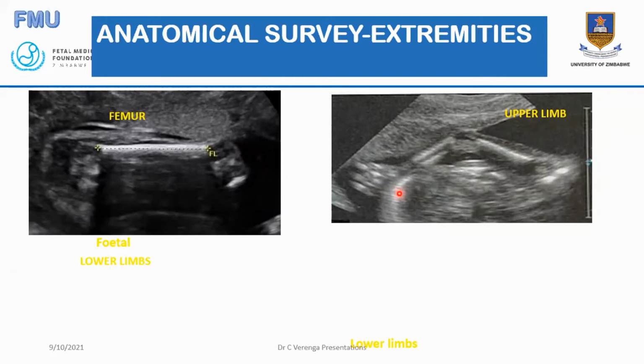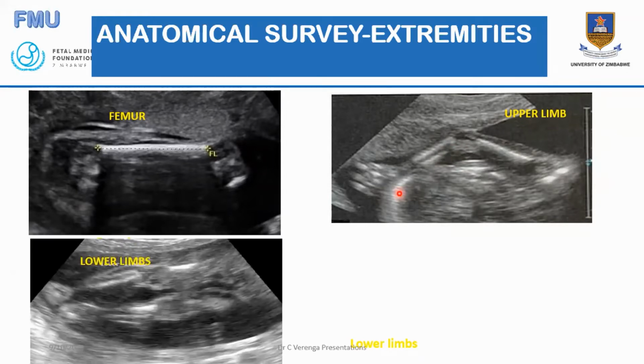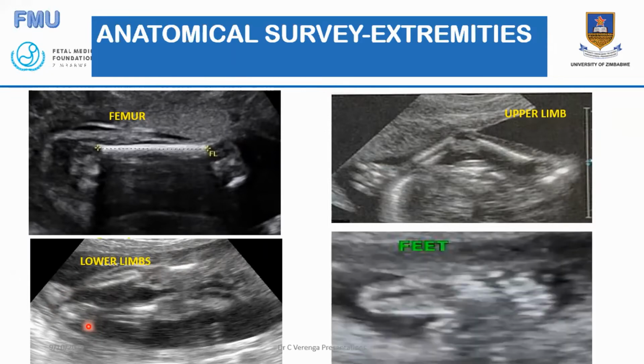They should always be checked, and the fingers, we count them during the anomaly scan to make sure there are 5 fingers in the hand. The same way with the lower extremities, we need to make sure we've seen the thighs, the tibia and fibula, and we have assessed the angle of the feet, including doing a footprint of the baby to make sure we rule out both sandal gap. We also rule out the extra toes and also club foot.